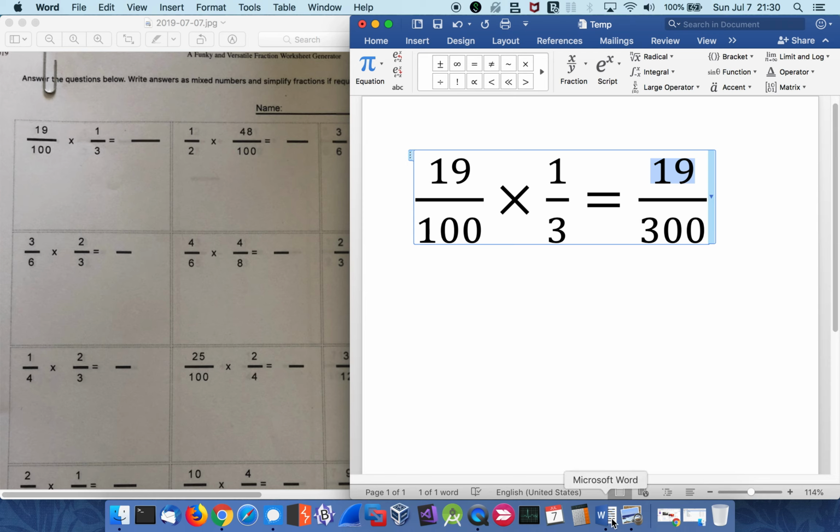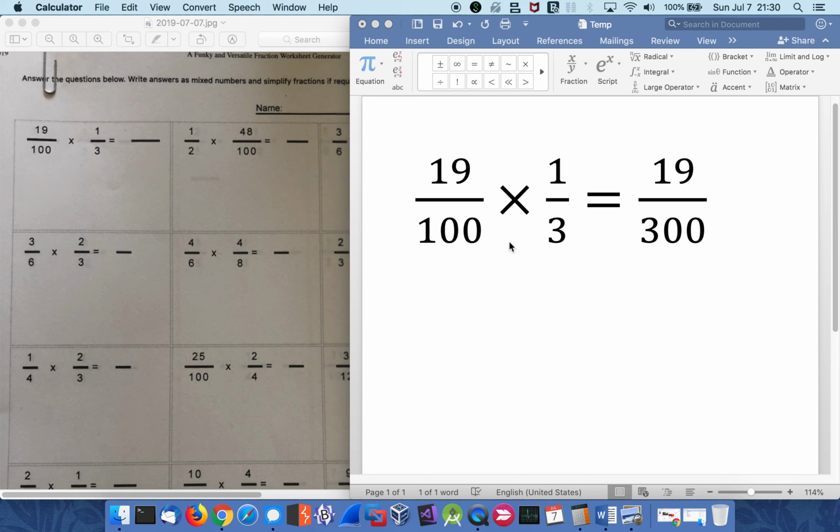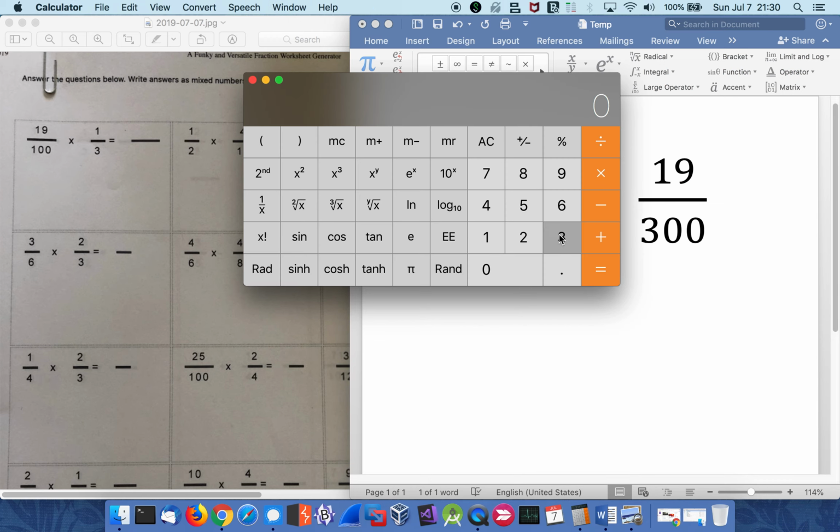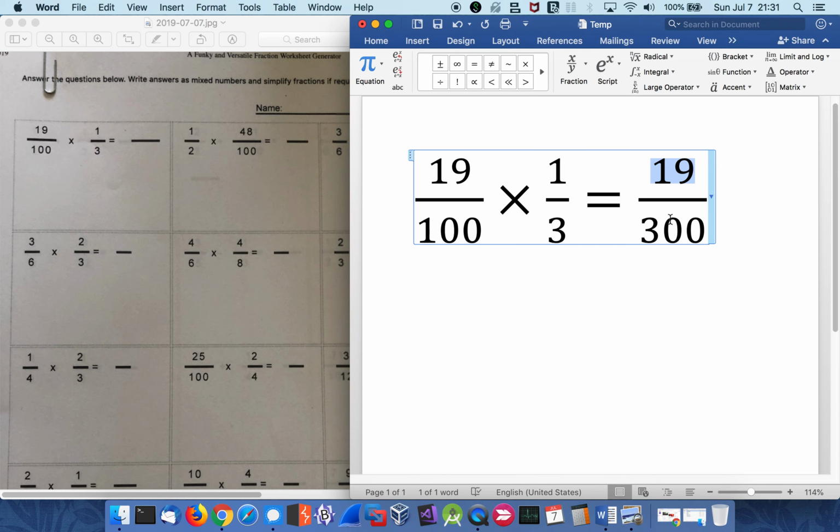Nope. And you could check it with a calculator over here. So you could just see 300 divided by 19 equals, nope, that's a decimal. So it's not evenly divisible, so that's our final answer. The final answer there is 19 over 300.